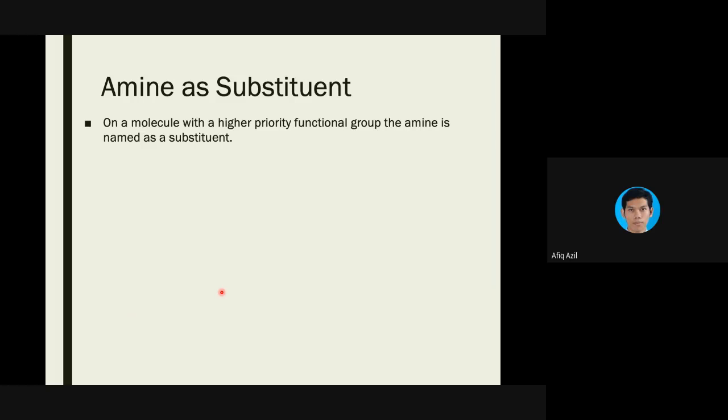And then when amine is a substituent: just now, amine was the main functional group available in the compound. But what happens when you have another functional group that has higher priority than amine itself? In a molecule with a higher priority functional group, the amine is named as a substituent. So for example, over here we have a compound which contains an amine and also C double bond OOH, which is a carboxylic acid. Between these two, the carboxylic acid takes higher priority.